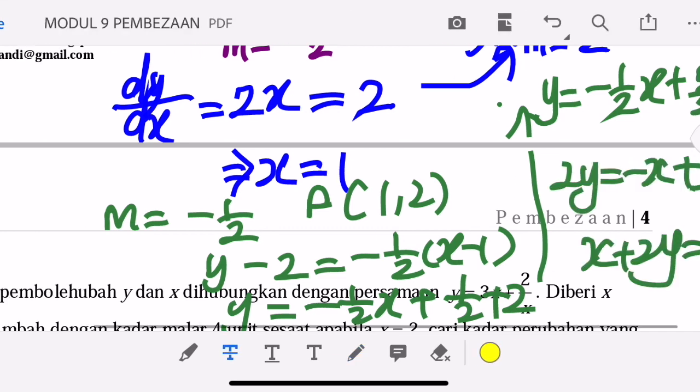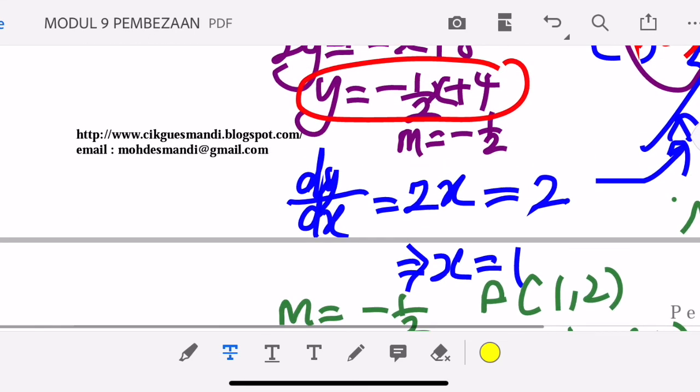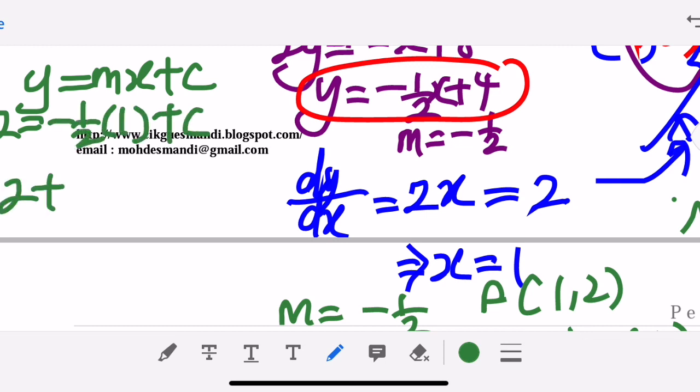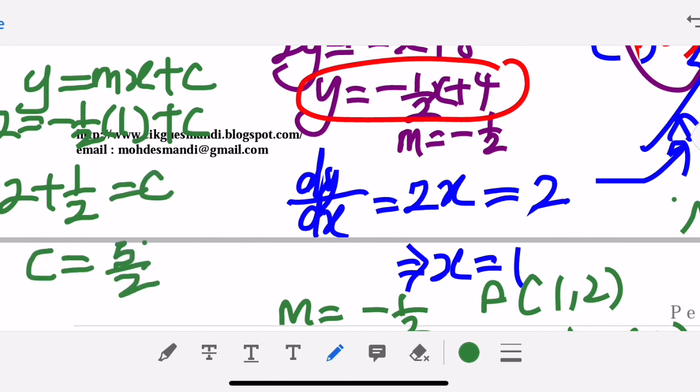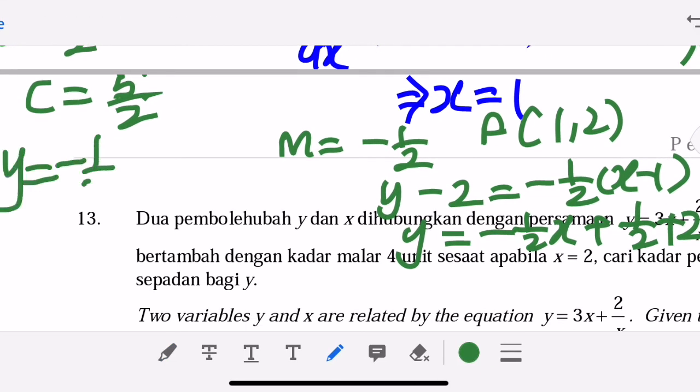Or you can use y equals mx plus c if you want. If I use y equals mx plus c, I can find my c first. So I have (1, 2). The gradient is negative 1 over 2, so 2 equals negative 1 over 2 times 1 plus c. So 2 plus 1 over 2 is c. c is 5 over 2. So hence the equation will be y equals negative half x plus 5 over 2.